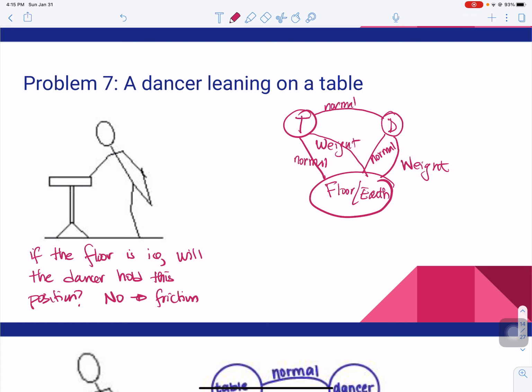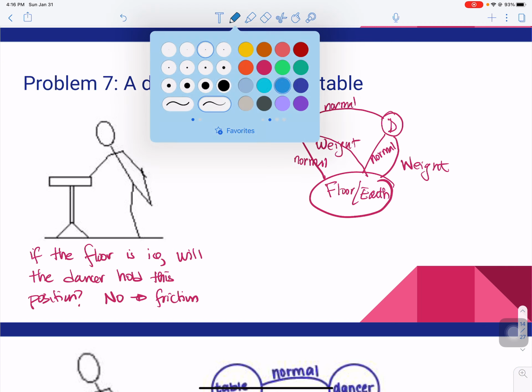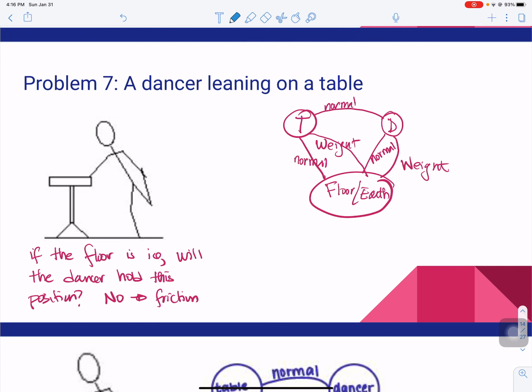Now, if the dancer is leaning in this position, she is going to slide backwards unless she has friction. So I'm going to change colors just so you guys can see, but you don't have to change colors. We know that we have friction between the dancer and the floor. And we also need to have friction between the table and the floor because, again, if there's no friction and she's pushing against the table like that, the table is going to go flying.